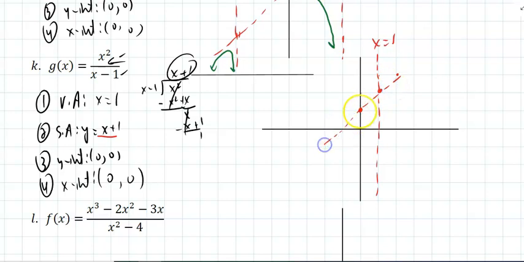Horizontal asymptote, I cross roughly 15% of the time. I'm not going to be really concerned. You know what? I messed up that. That's okay. The graph crosses at 0, 0.